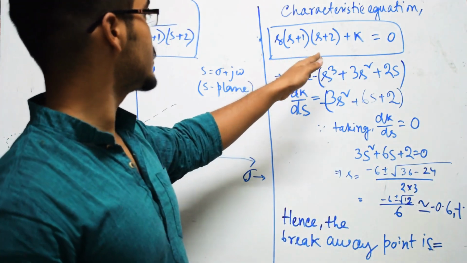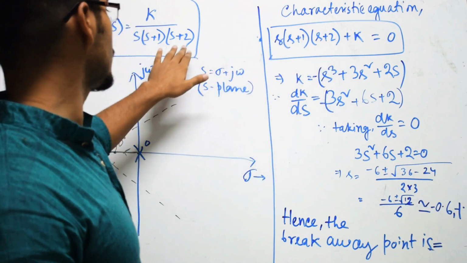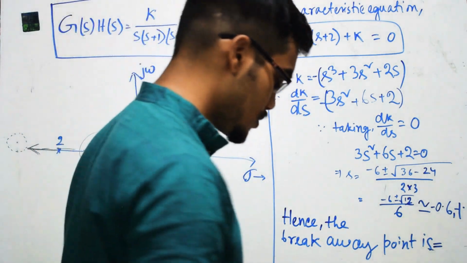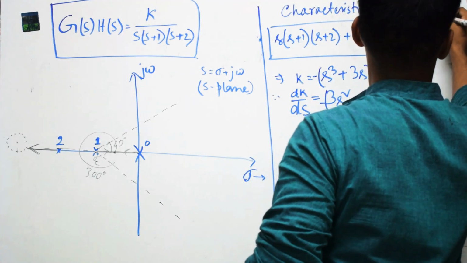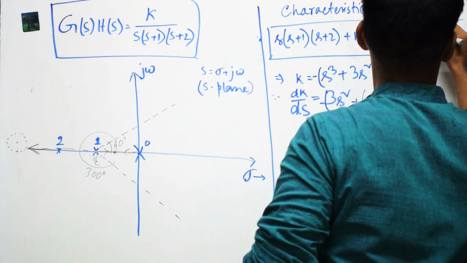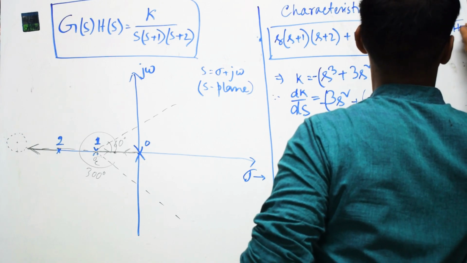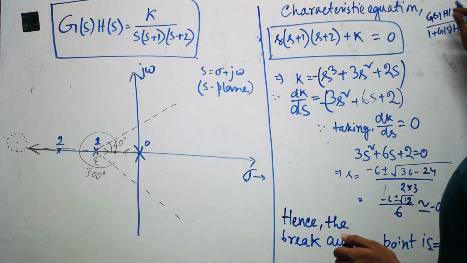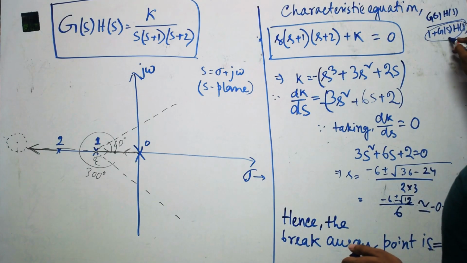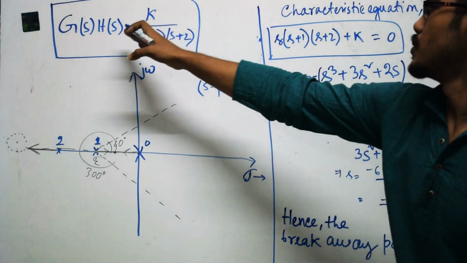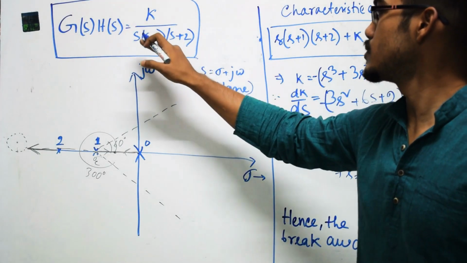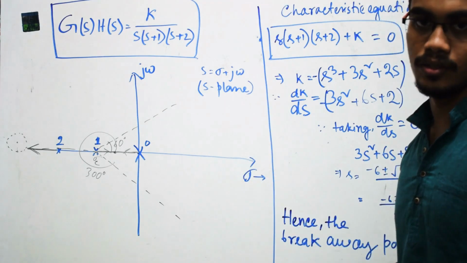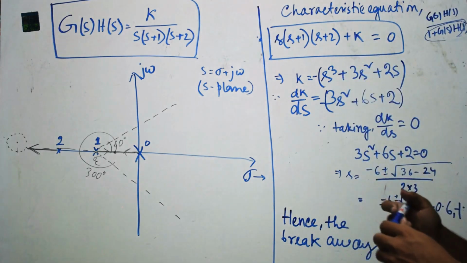So here the characteristic equation is AC into S plus 1, the whole denominator, plus k. Why so? Because we know from the open loop transfer function, GS HS by 1 plus GS HS, this is the closed loop transfer function. Its characteristic equation is the denominator 1 plus GS HS equal to 0. That is the characteristic equation. So when we do 1 plus GS HS, this is going to the upside. So this plus k, this is going to the numerator side. So this is the characteristic equation.